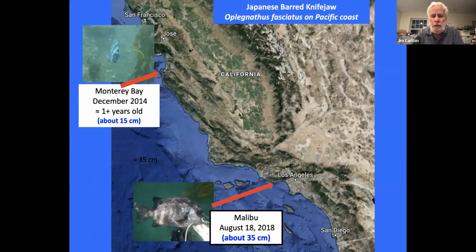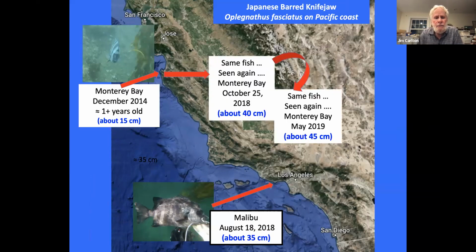The Monterey Bay knifejaw was about a year old when found. Another knifejaw was found much larger, over a foot long, in Malibu, of all places, where it was spearfished for dinner. We did get the ear bones, the otoliths. The Monterey Bay individual was tracked very carefully. Local divers were told not to bother it, and it was tracked for another 5 years and seen up until a couple of years ago, still in Monterey, where it had grown from about 6 inches long to over a foot long.